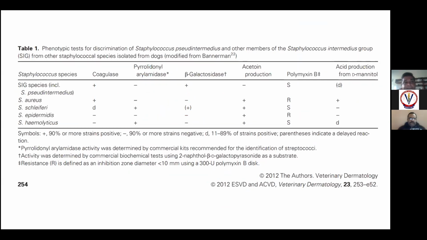And the other important thing is that this table was taken from one study published in 2012, quite a little bit old. It's not only Staphylococcus, but with that there are some other species, Staph aureus, Staph epidermidis. There are some other bacterial species as well, more or less similar to Staphylococcus. That is why we need different tests and a series of tests to differentiate Staphylococcus from Staph aureus or from maybe other bacterial species commonly found in dog.